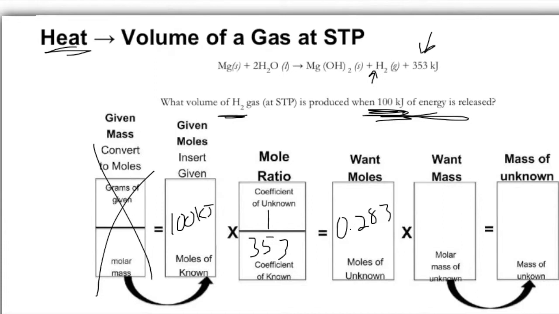0.283. And now we're trying to get to volume of a gas at STP. So remember, any gas at STP has a molar volume of 22.4 liters. So 0.283 times 22.4 liters comes out to 6.34 liters. And that's the answer there.